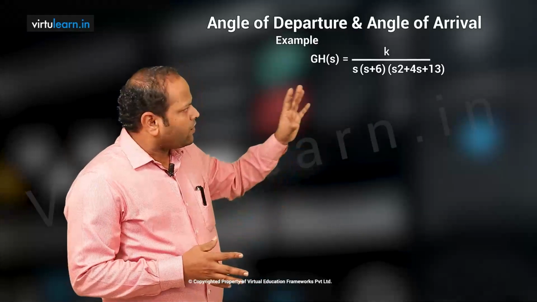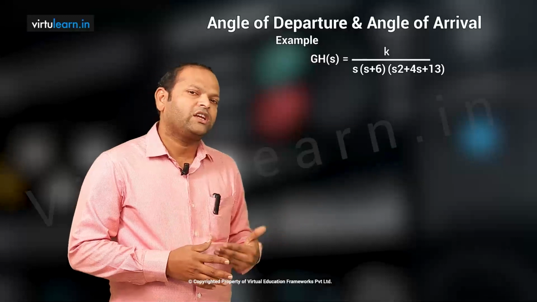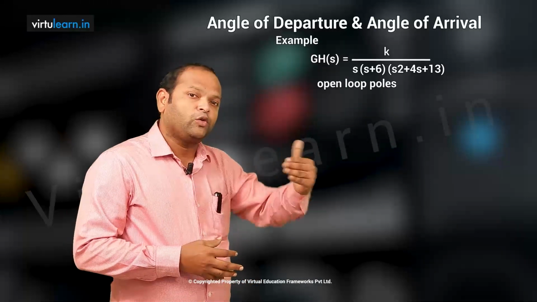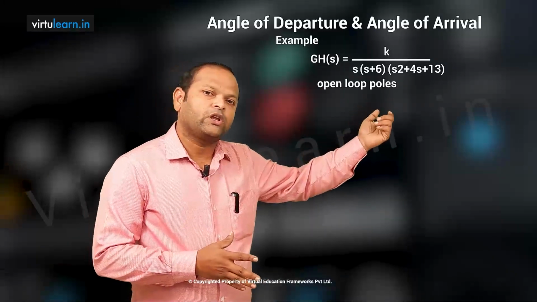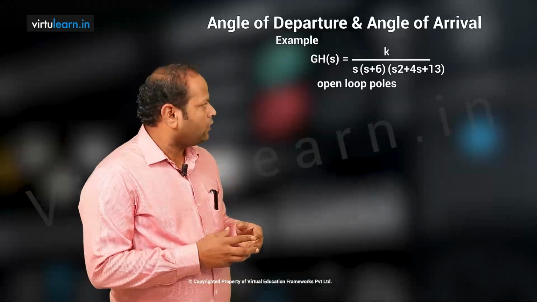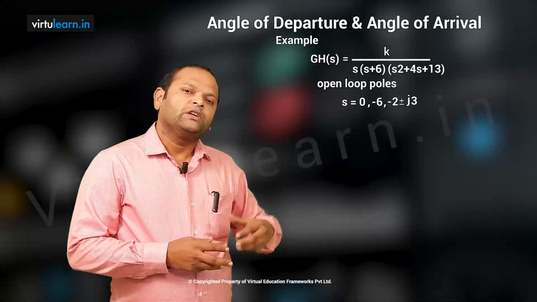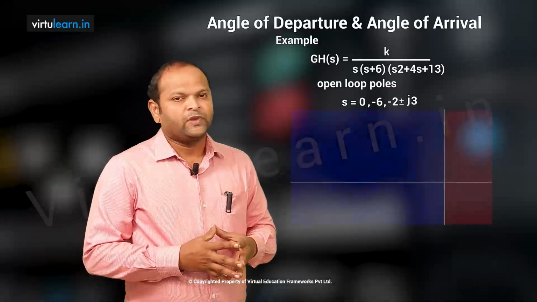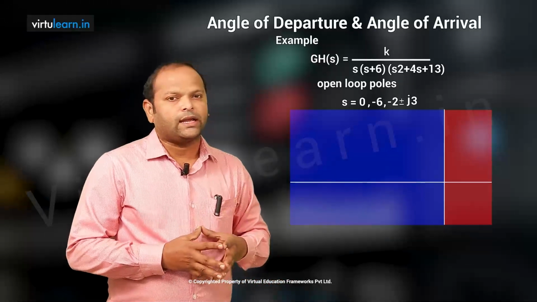Once the open loop transfer function is available to you, immediately look at whether you have any complex poles in the system, so complex open loop poles. In this particular system, S square plus 4S plus 13, if you find the roots of the quadratic, you will get minus 2 plus or minus J3. So you will have complex poles for this system. If you have complex poles, only then you start calculating the angle of departure.